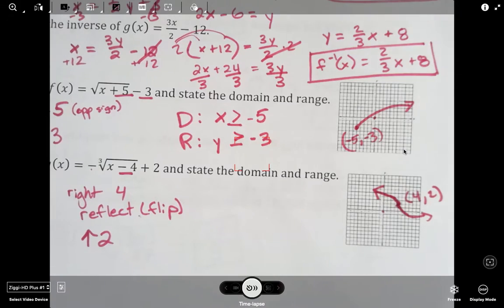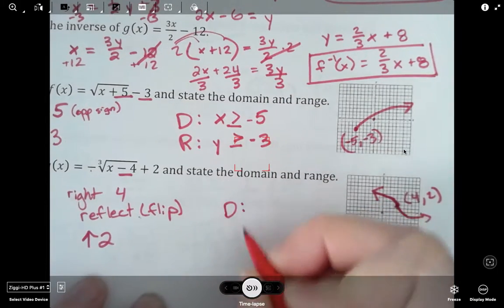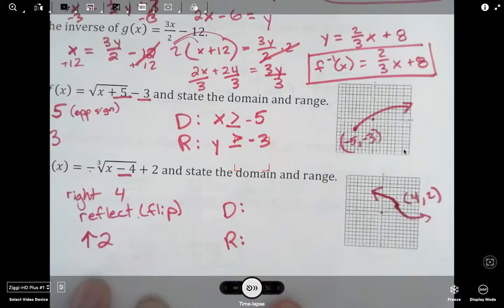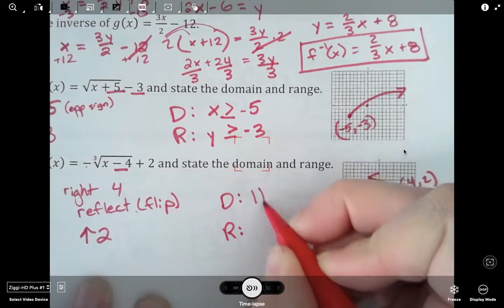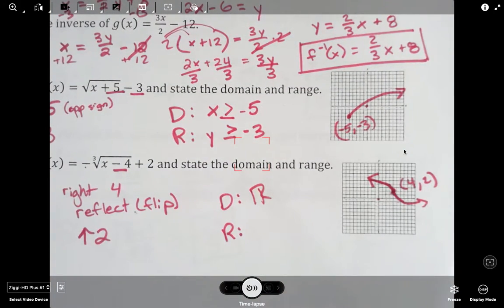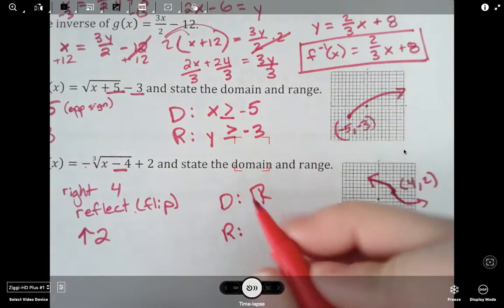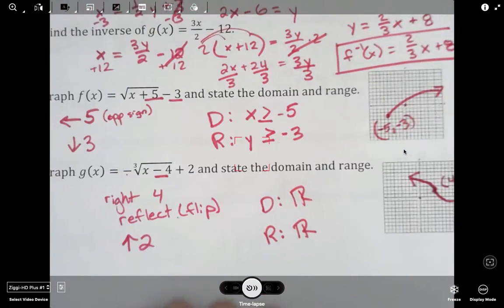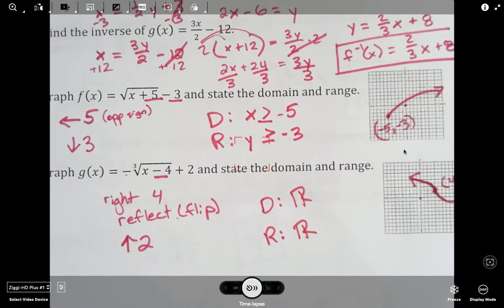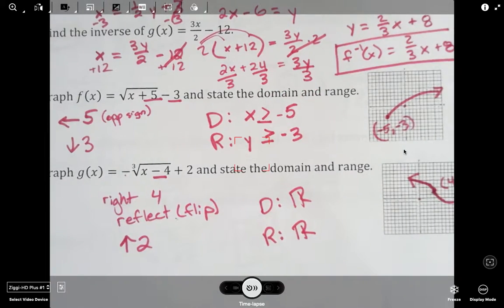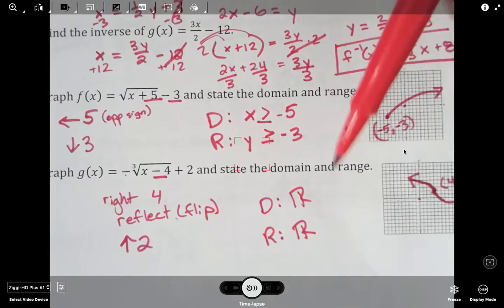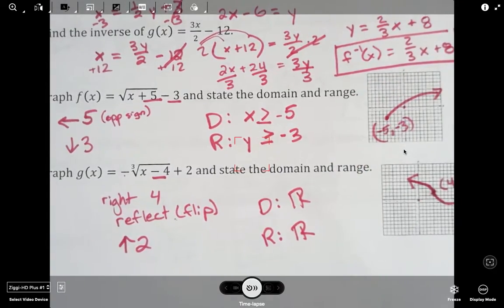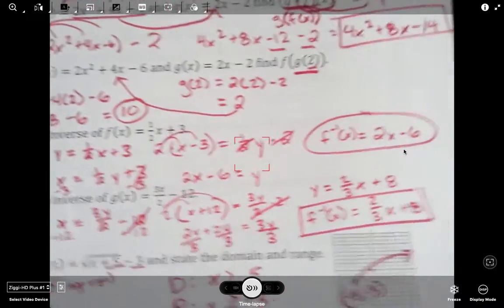Domain and range. Domain: it's going to go left forever and right forever, so it is all reals. Range: will it go up forever and down forever? Yes, so it is all reals there. That will always be the case for a cubic function or cube root function. For a square root function, it will never be all reals, but it will always be all reals for a cubic function.